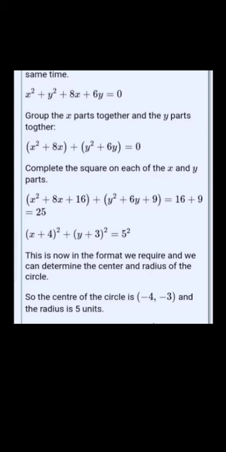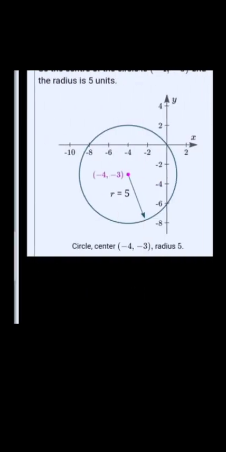And the radius is, since that is 5 squared, or 25, we are going to extract its square root, because we are only looking for r, or the radius. So the square root of 5 squared, or 25, is 5 units. So that is now the center and the radius of the circle.